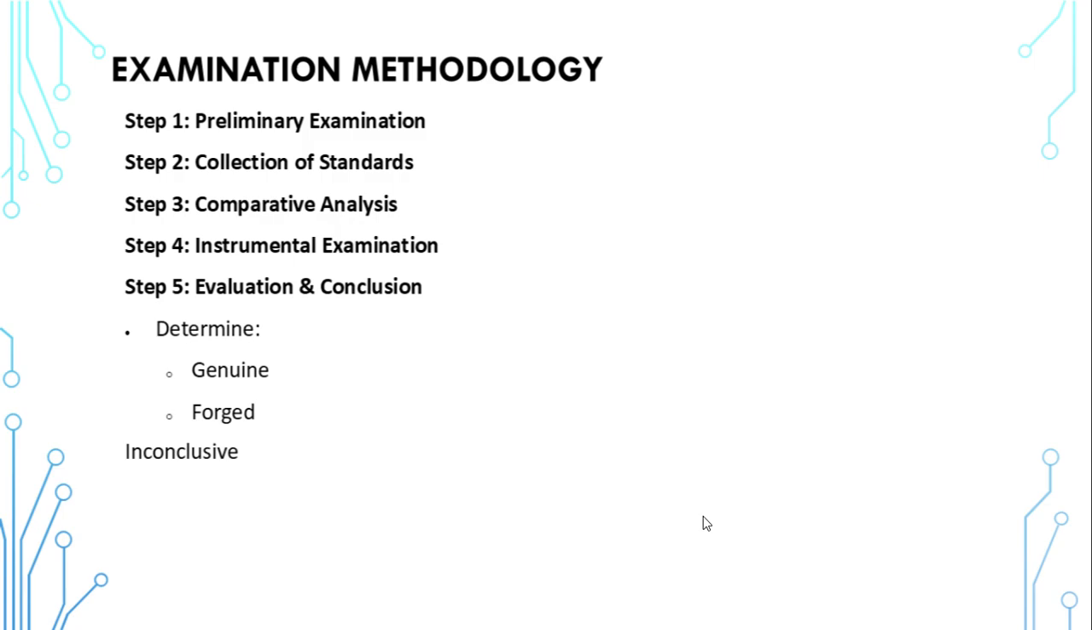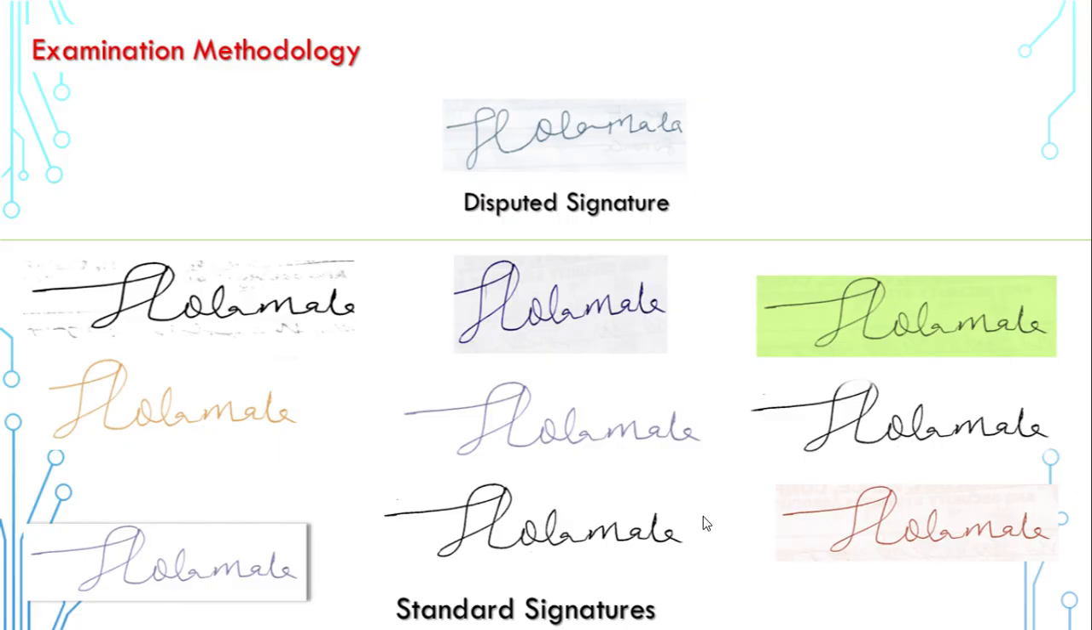So the second step is collection of standards. If you look at your screen, we have a disputed signature, then we have standards. Standard signatures, that is the one we call known signatures. The known signature is known as standard or exemplars. Please, I want you to go back to the last module. These are well explained there.